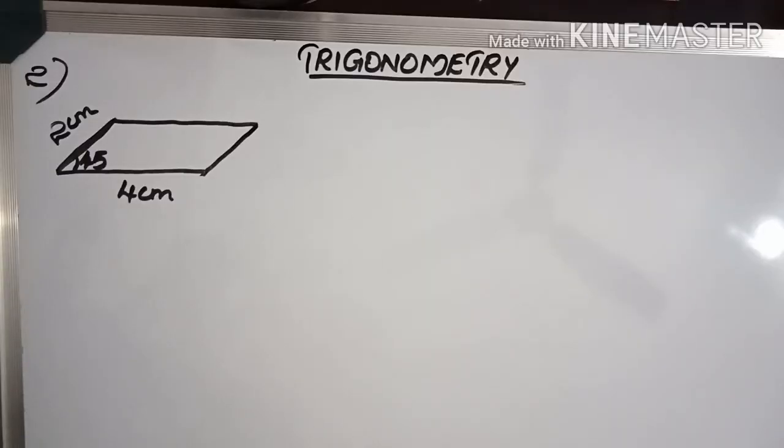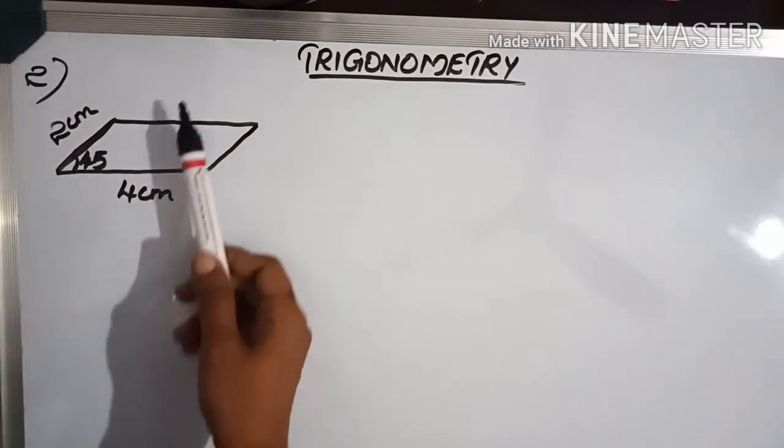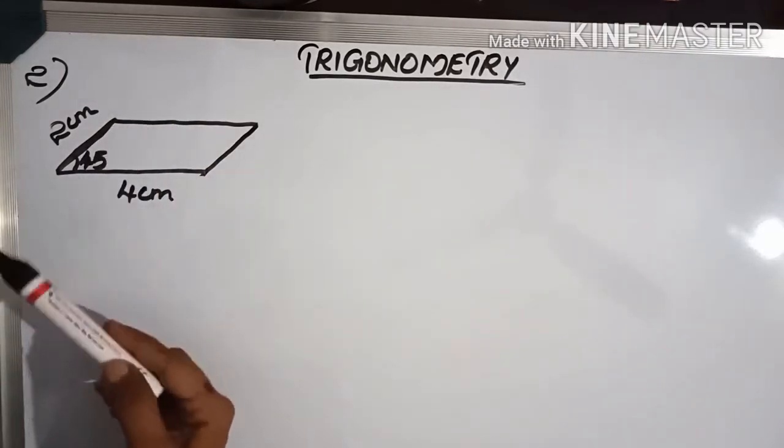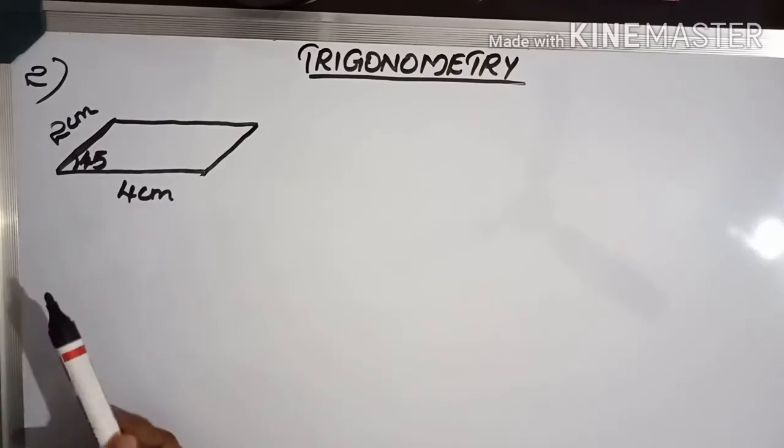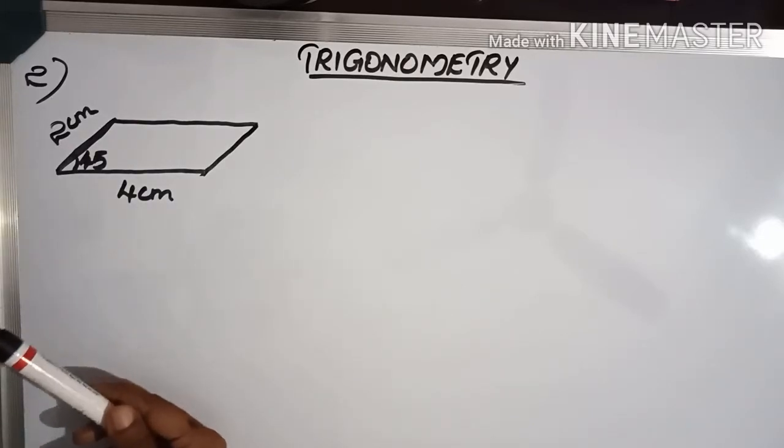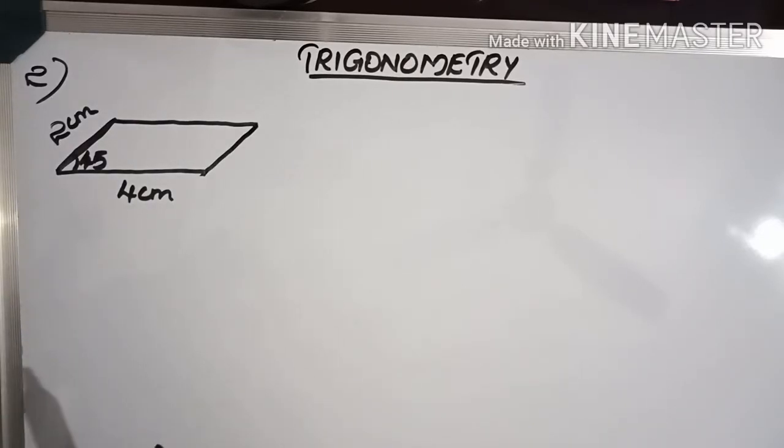So here also we have to find the distance between opposite sides, the upper and lower sides. These two sides, the distance between these two sides. That means the height of this parallelogram we have to find. After finding that, you have to find the area also. So first of all we need a right triangle, in order to apply trigonometric ratios.